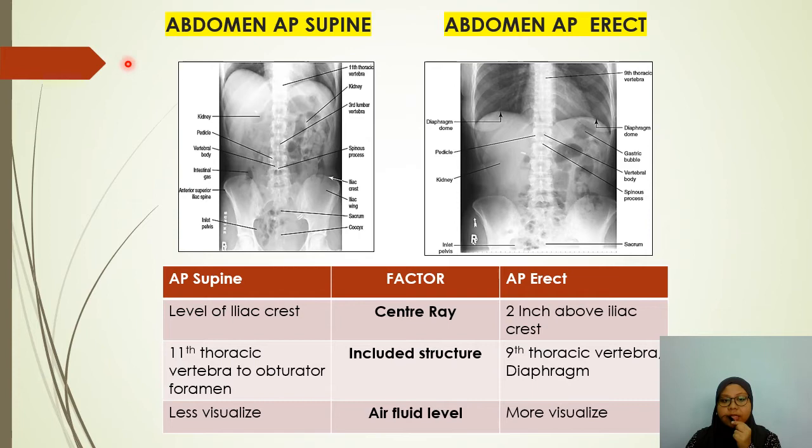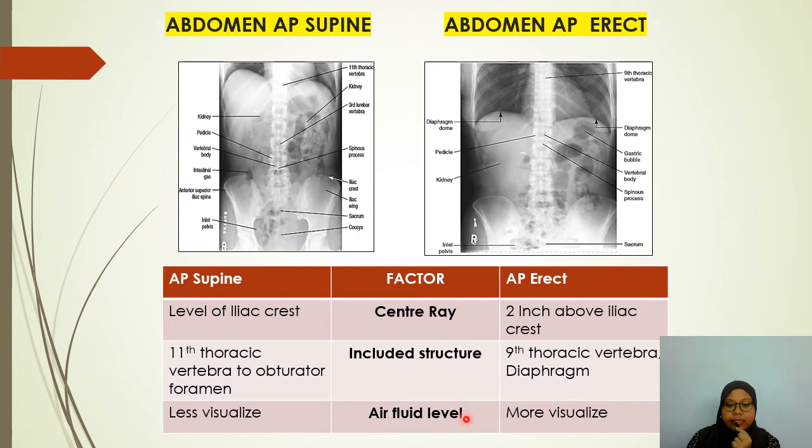So next, I will explain the difference between abdomen AP supine and abdomen AP erect. There are several differences that I found. First, the centering point for AP supine is at the level of the iliac crest. Meanwhile, for the AP erect, it is 2 inches above the iliac crest. Next, for the included structure, the AP supine must include from the 11th thoracic vertebra to the obturator foramen. Meanwhile, for the AP erect, the included structure is from the 9th thoracic vertebra and must include the diaphragm.